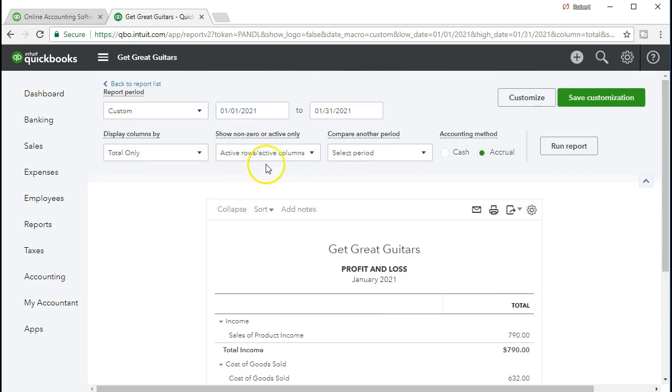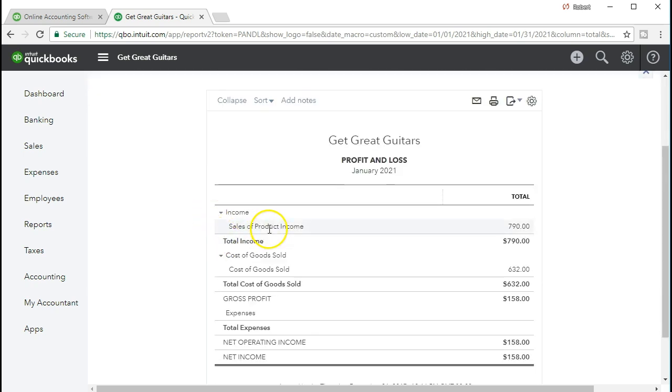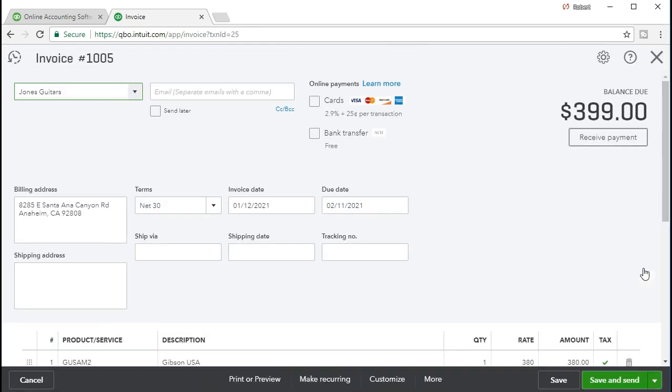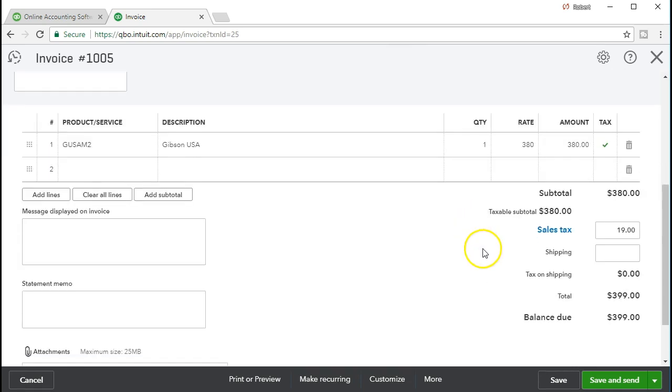So for the month of January and the year we're working in, 2021, we have the sales of product income. That's going to be the sales items. That's the default. We're going to select that item, 790. And there we have our two invoices. This one was for Jones guitar, 380. If we select that item, then we have the 380. Note that's this amount, the sticker price, not the full amount including sales tax. The difference of sales tax, $19.